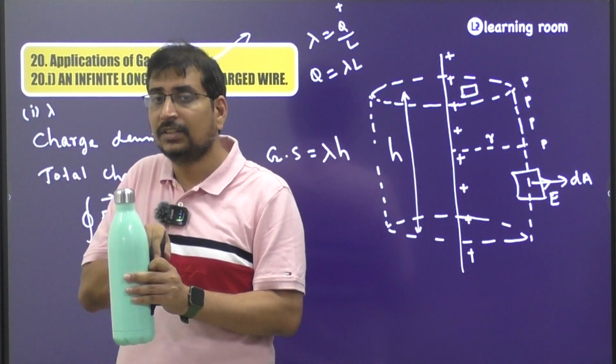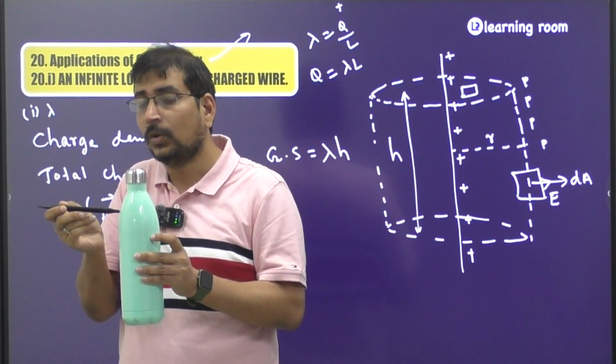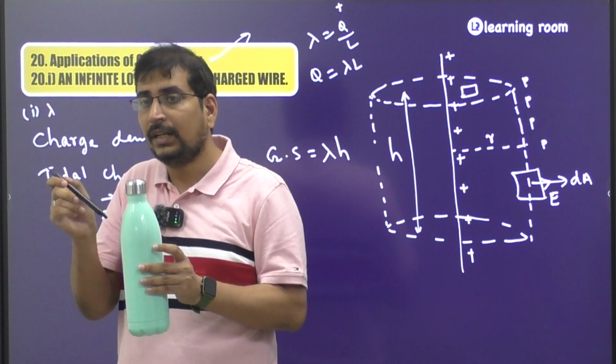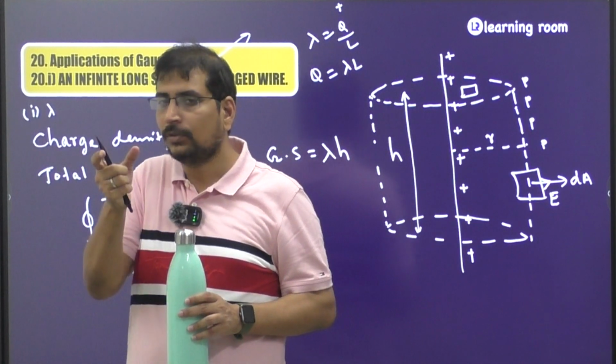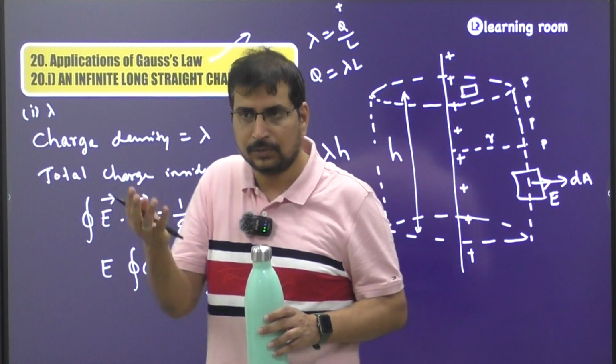The area vector's direction is upward. What is the direction of electric field? Rightward. What is the angle between both? 90. So what is cos 90? Because the dot product between two perpendicular vectors is 0.